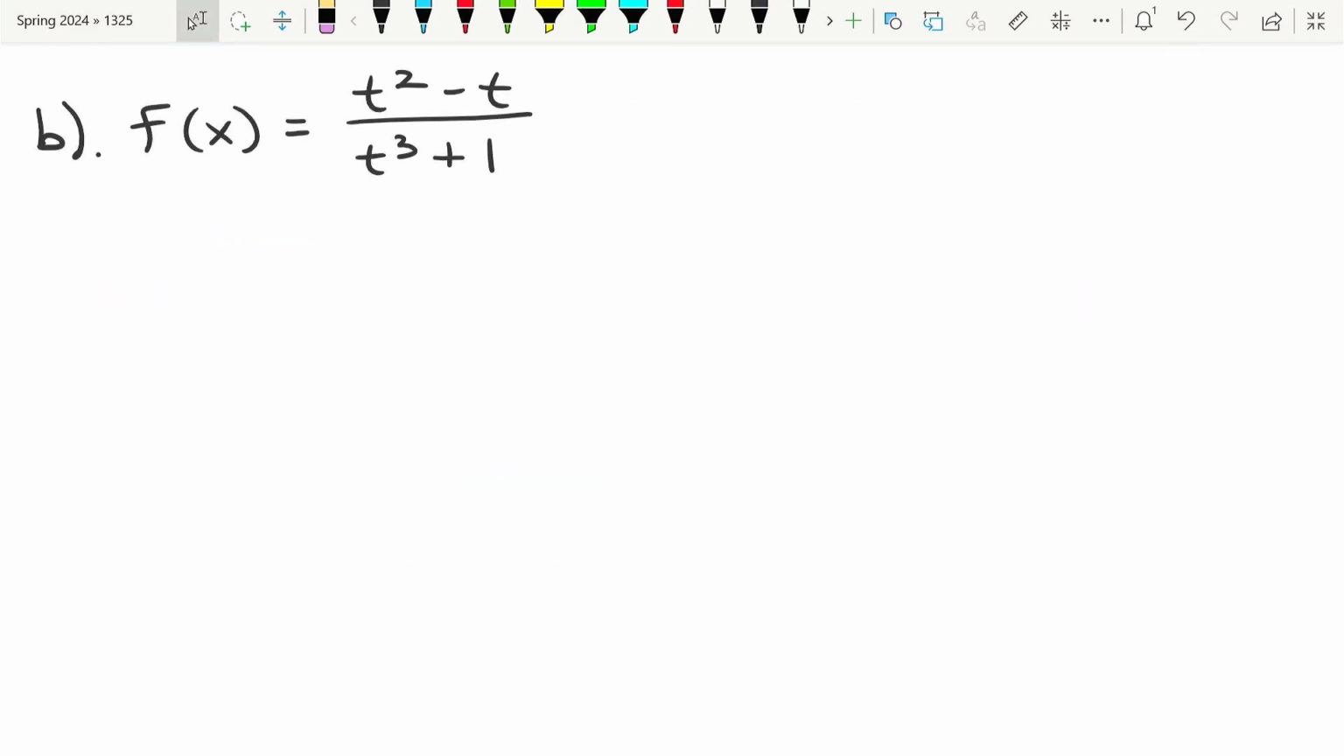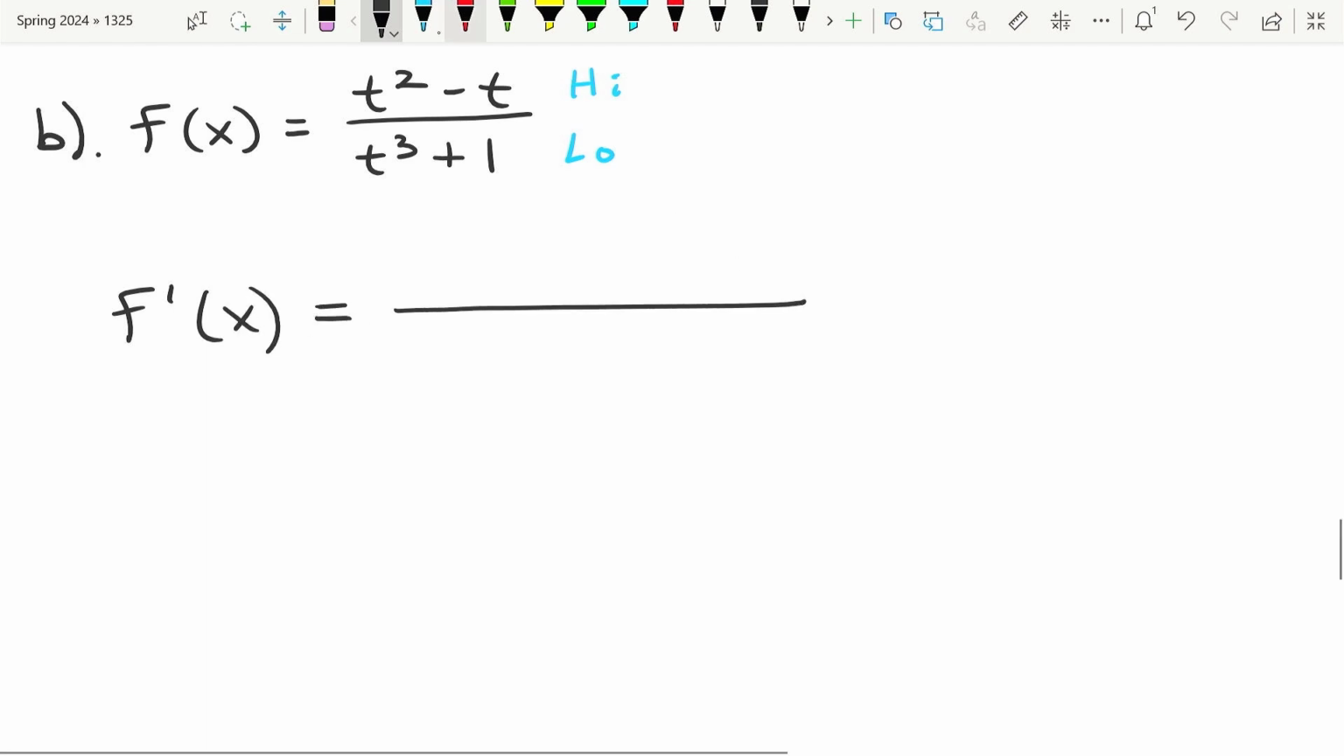This one, f of x is equal to t squared minus t over t to the third plus 1. So think of the quotient rule. We've got high over low. And so f prime of x, we do up on top, we do again low, derivative of high, d high, minus high times d low.